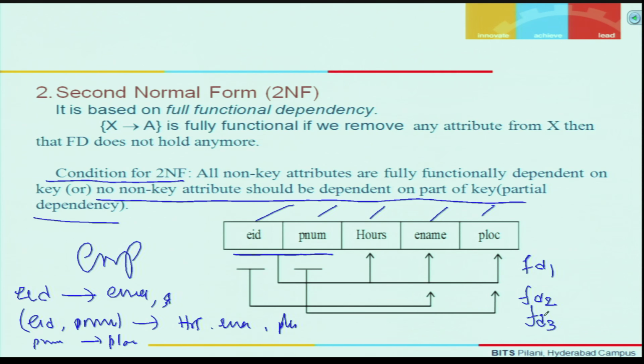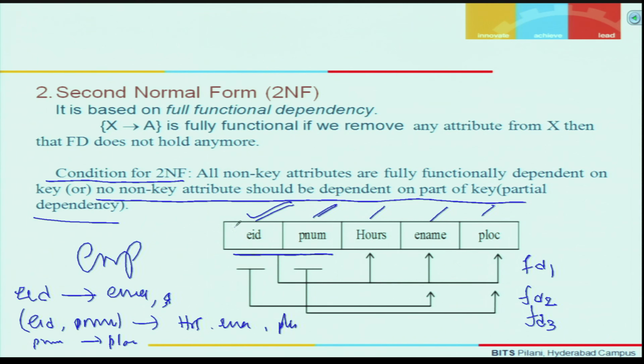What becomes the key? If a set of attributes or a single attribute can determine all other attributes, that becomes a key. What becomes the key for this particular relation? EID alone cannot become the key, because using EID alone I can determine only ename. Pnum alone cannot become the key, because using pnum alone I can determine only p-location.